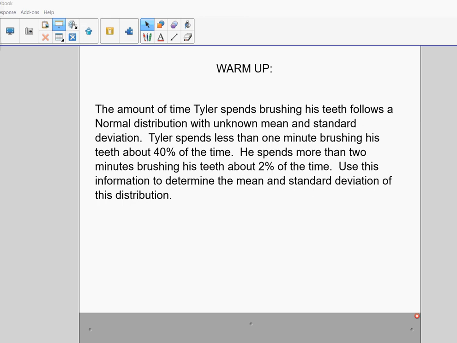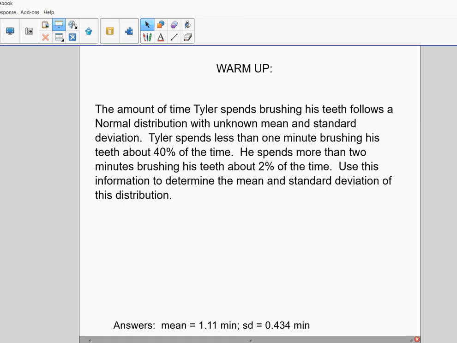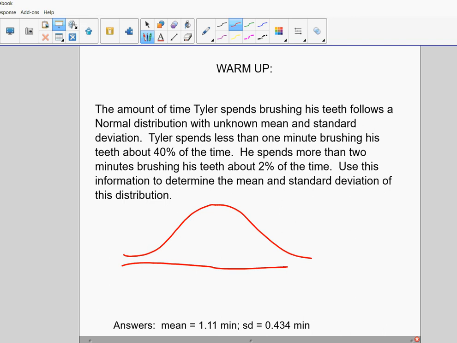All right, now that you've worked through, here are the answers. Okay, so check your answers. I'm not going to go through the whole thing, but basically, in order to answer this question, you had to draw a little picture. And you know that Tyler spends less than 1 minute brushing his teeth about 40% of the time. So here's 1 minute. Less than that, he spends about 40% of the time, right?